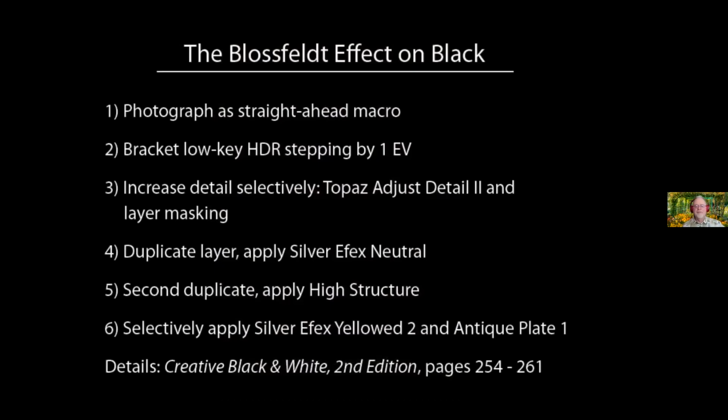Here's the 5-cent version. This is explained in a bit more detail in Creative Black and White, in the slide notes, pages 254 onward. We're going to look at this in the first example, photographing as a straight-ahead macro. Generally, for the Blossfeldt work, the lens that I use is the 50 millimeter Zeiss f2 macro.